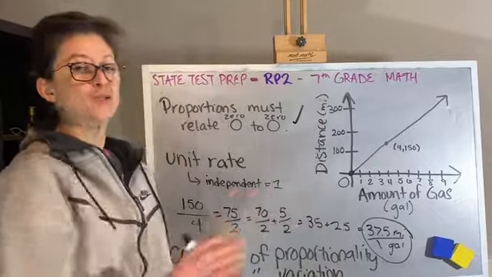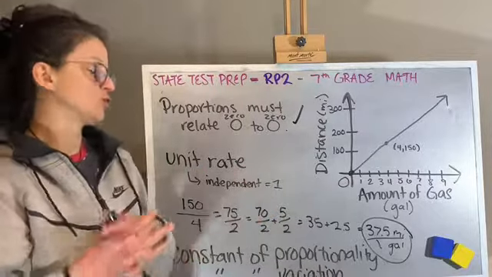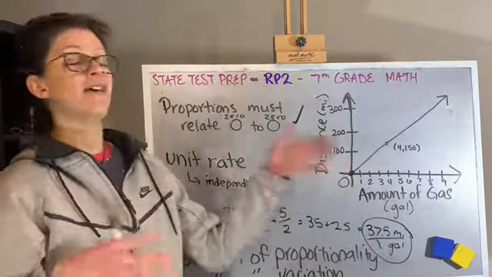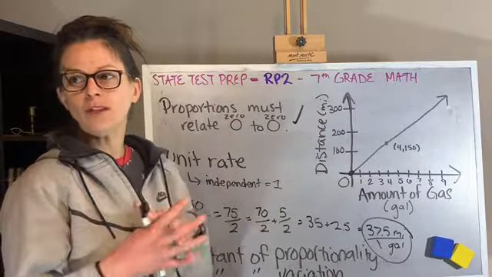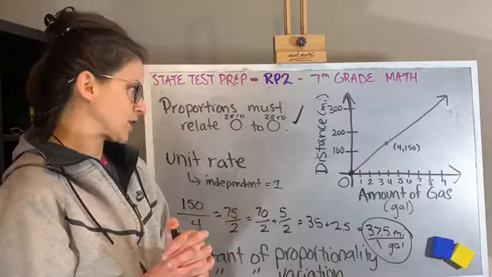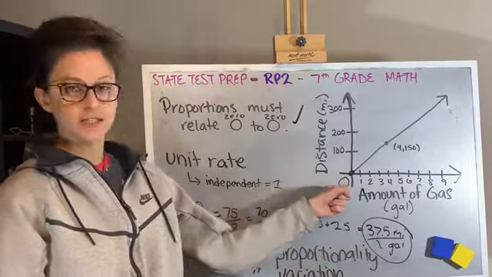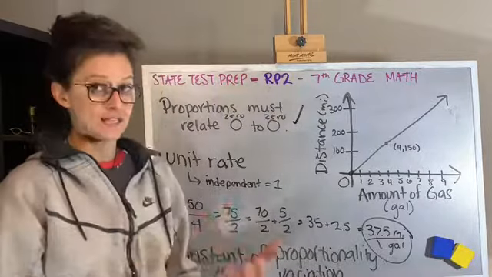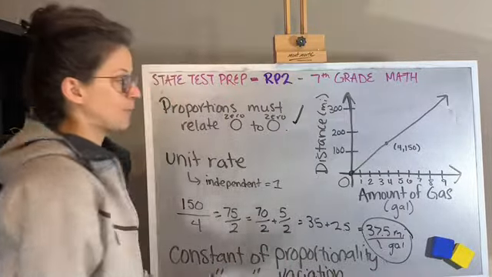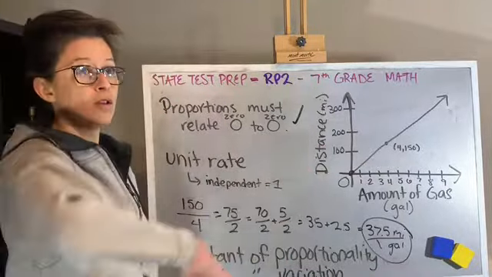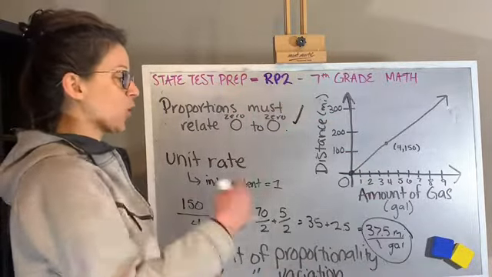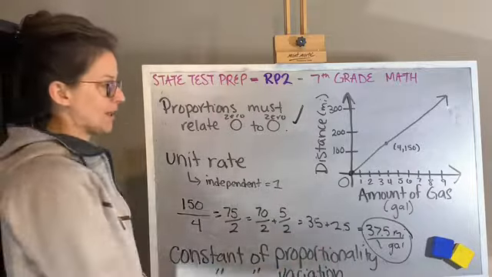These are considered to directly vary with each other, to have direct variation. And when you think about it like that, it just means that they're proportional, that they start at 0, 0, and they move up and over at the same rate. They have a unit rate that remains the same throughout the whole. No matter how many gallons of gas you use, it's always going to be 37.5 miles.